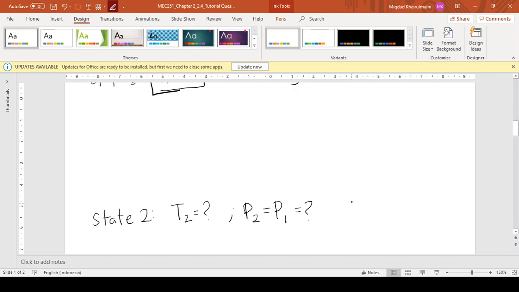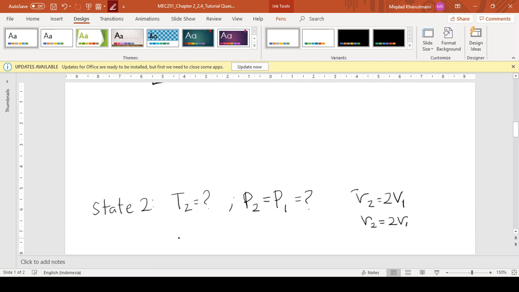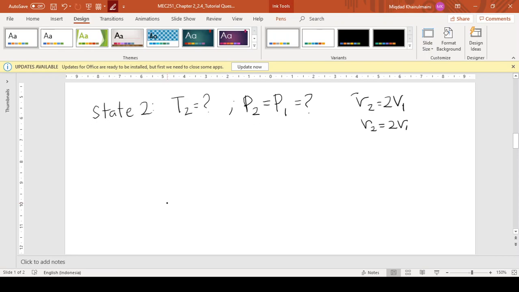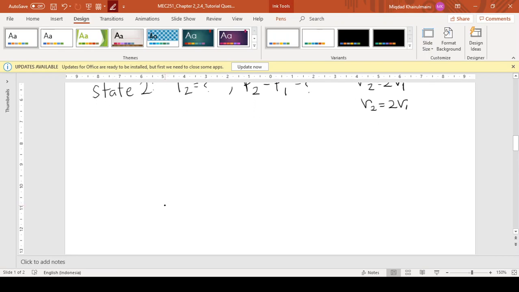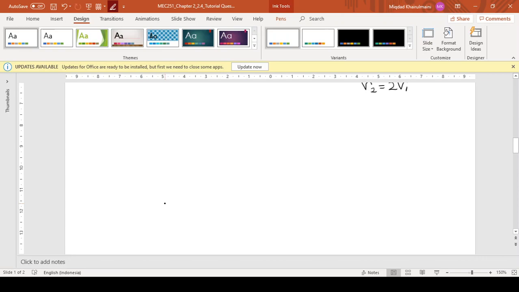But we do know that the volume is twice the volume at state 1, or in terms of specific volume, the specific volume is twice the specific volume at state 1. We do know this. But in terms of checking the phase and finding the properties, we do not have enough information. But still, do not panic, because we have a second process. So from state 2 to state 3, we can still proceed.